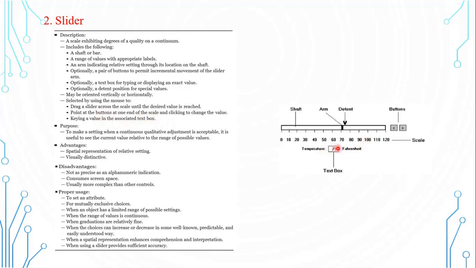So if there is a text box, you can directly enter the value and move the arm to the desired position, or else you have to use your mouse to drag the arm on this particular shaft. And next, what is the purpose of the slider? To make a setting when a continuous qualitative adjustment is acceptable, it is useful to see the current value relative to the range of possible values.